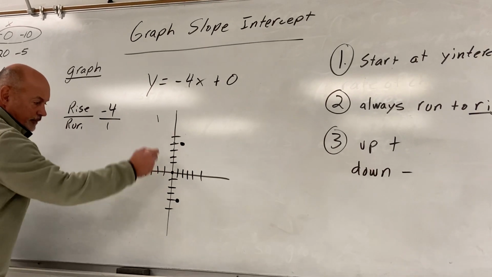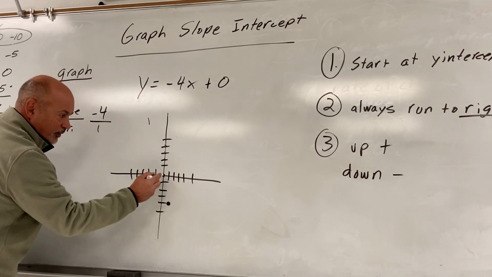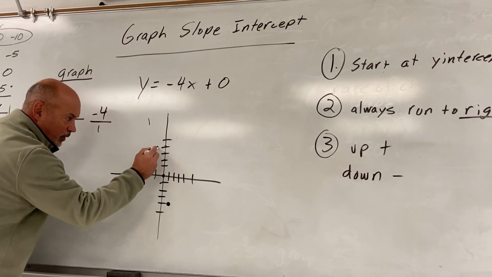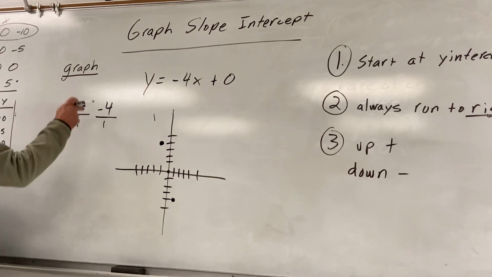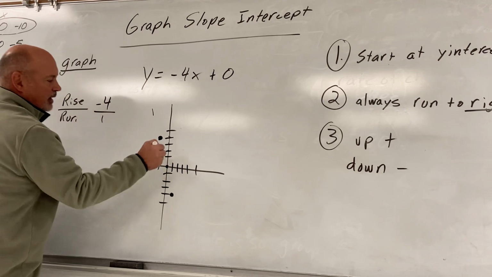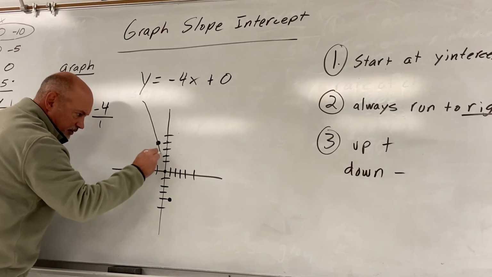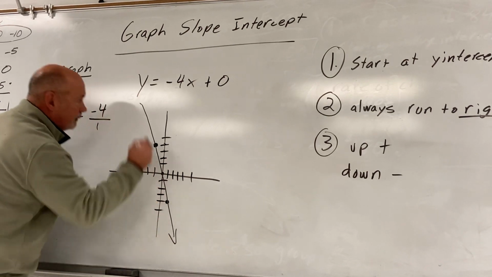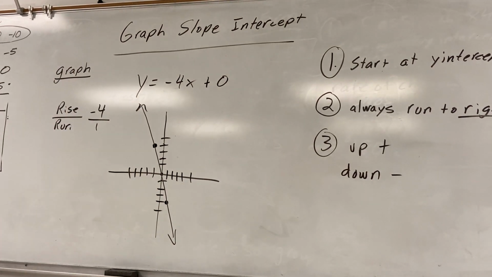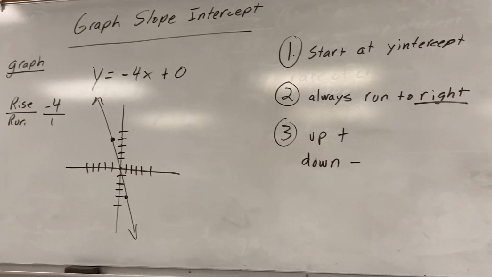Do y'all agree? That's a good indication you forgot to go up 4 to the left 1. We're going to do the opposite of what we should do. Down 4 to the right 1. We already got that one. Up 4 to the left 1. Now we should have a nice, perfectly straight line. Questions? All right. That is what we're going to be doing today.